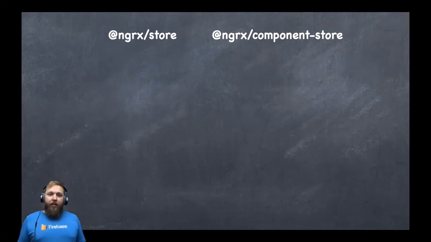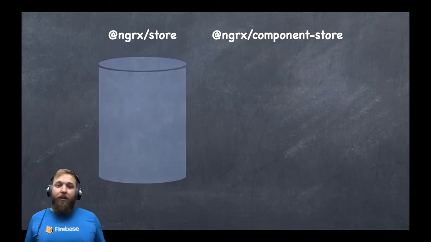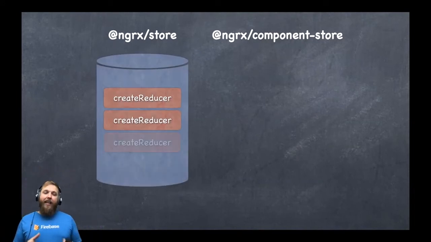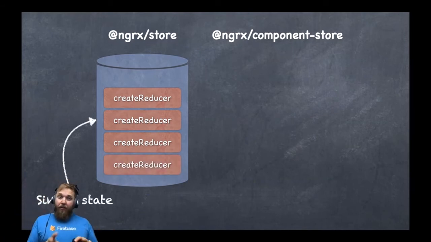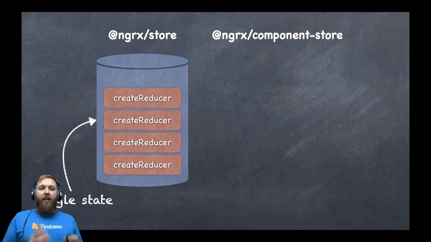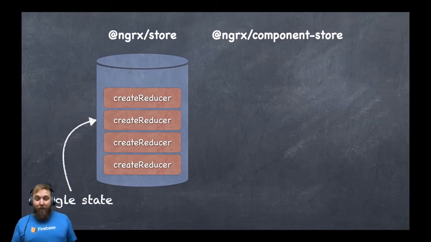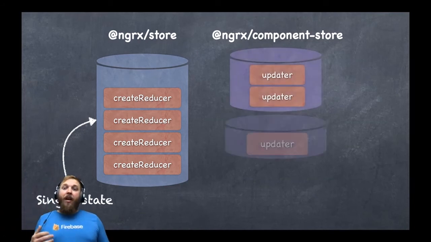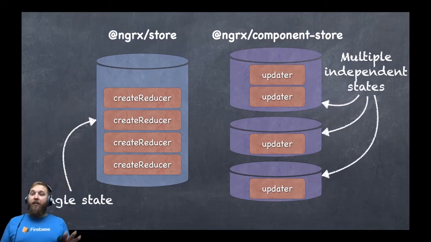The other difference is in the NGRX global store, the entire state is a single object. There are multiple reducers that are responsible for parts of it, but it's still a single state that we have in our application. While in the NGRX component store, on the opposite, we can have multiple of those states. Each can have its own updaters, but we can have multiple of those states. So this is another difference between those two.